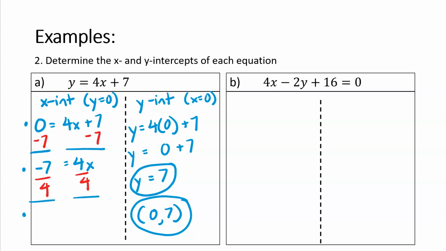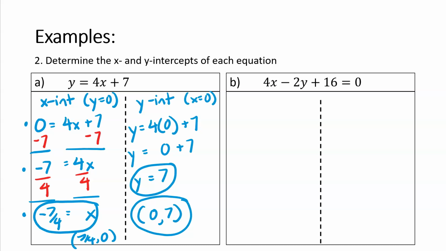And our result on the right is 4 divided by 4, which is just x. And the fraction we have left is 7 over 4. So that is the x-intercept. As an ordered pair, that would be 7 over 4 and a y value of 0.